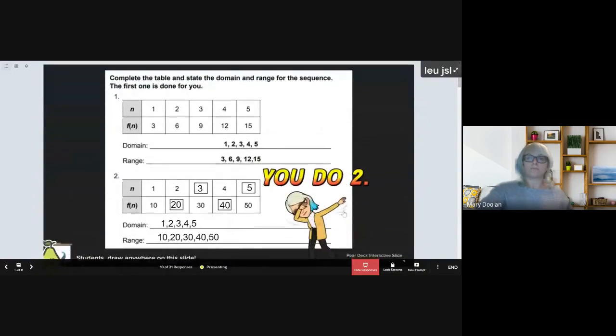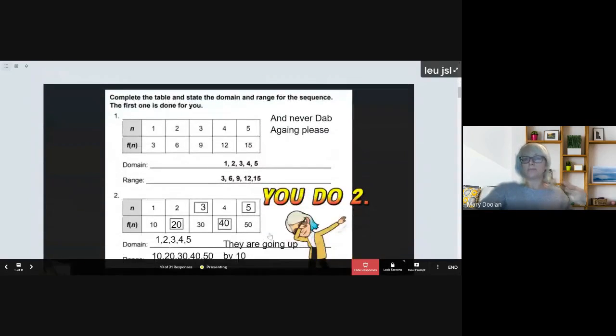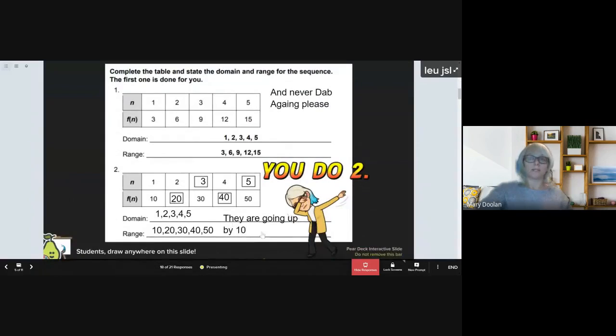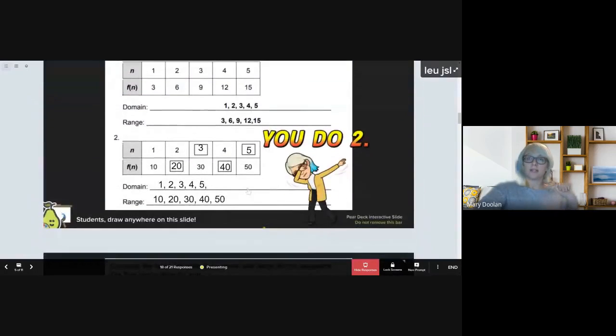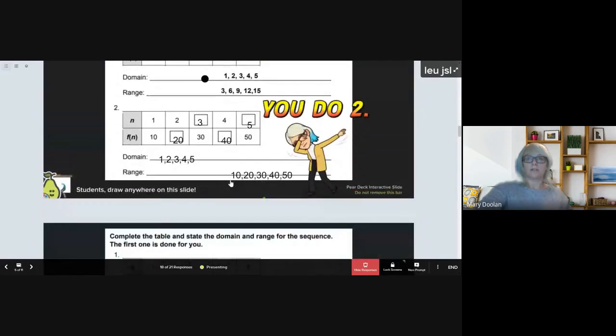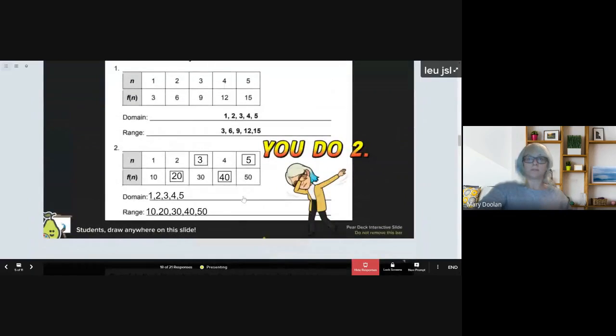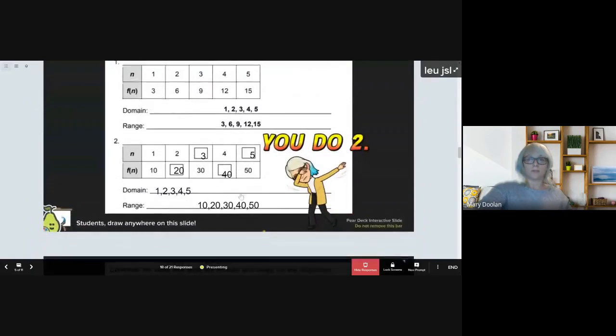And so here's another person that did it correctly. So what you can do is you can change yours if you need to. Fill it in so it's correct. They're going up by 10. So this person added a little extra information, which I like. They deleted theirs. This person got it. Okay, that's good. We filled it in here. It's good. Okay, so we did really well on this one.